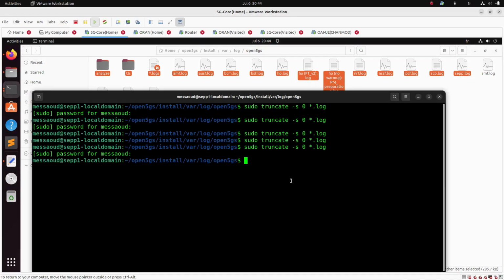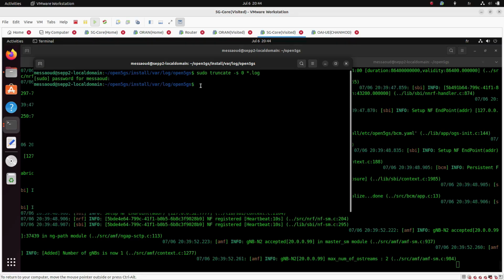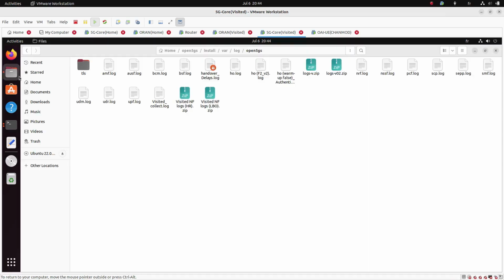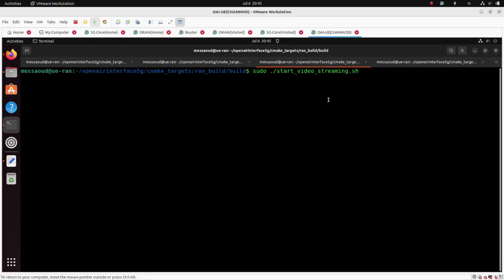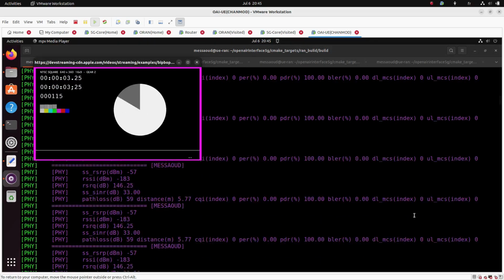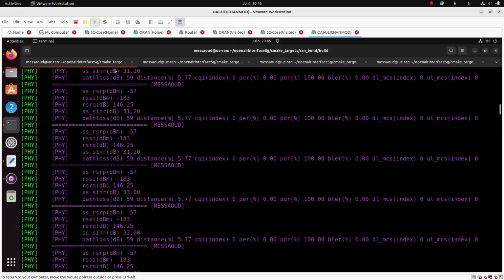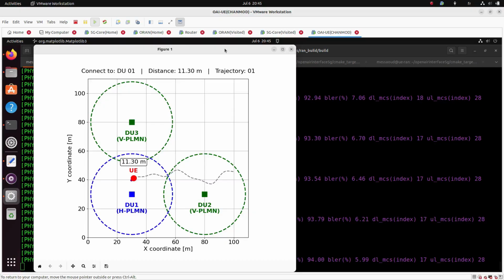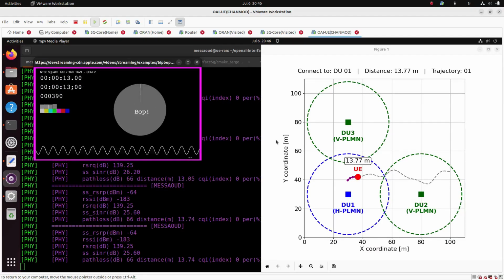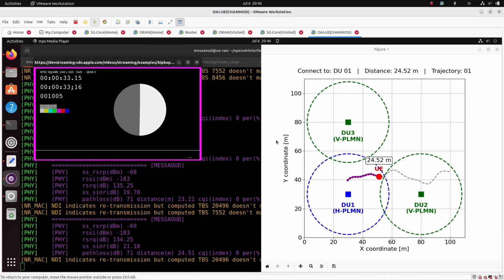We clean the core log files for both the home PLMN and the visited PLMN. Then we start a video streaming session to evaluate service continuity. Now we begin the mobility phase as the UE moves away from the home gNodeB. So we observe the degradation of RSRP and SINR along with packet retransmissions as radio conditions worsen.